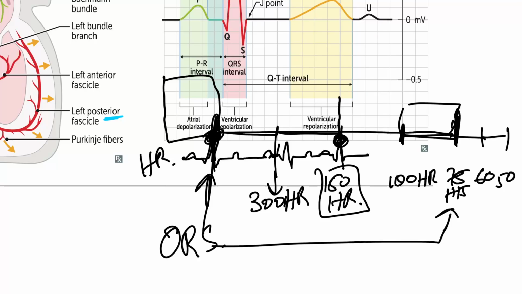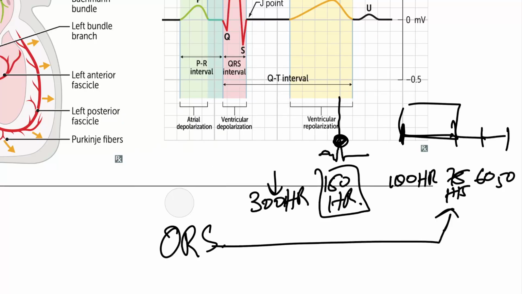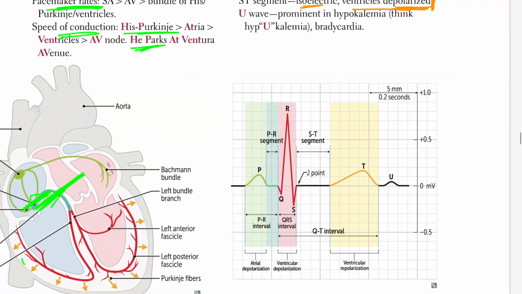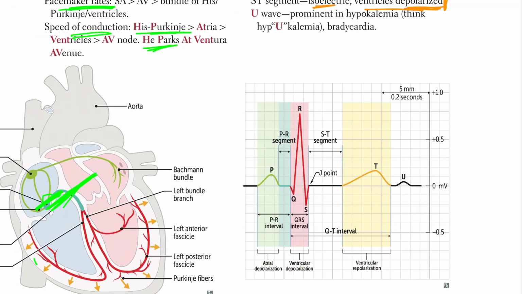Okay. So that is what you have. This is how you read the heart rate through just the EKG. What else might we have?